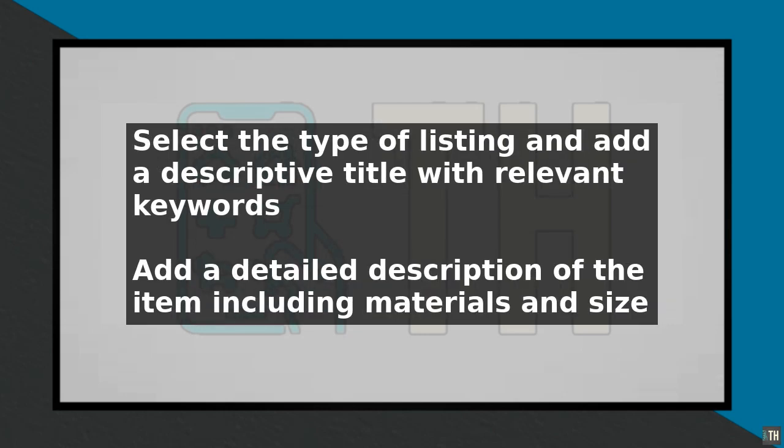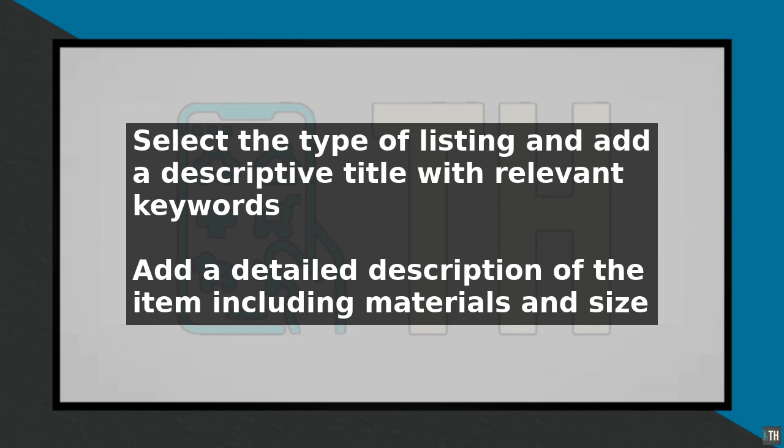Next, add a title to your listing, which should be descriptive and include relevant keywords that buyers might use when searching for your item. You also need to add a description of your item, which should include details such as the materials used, the size, and any other relevant information.